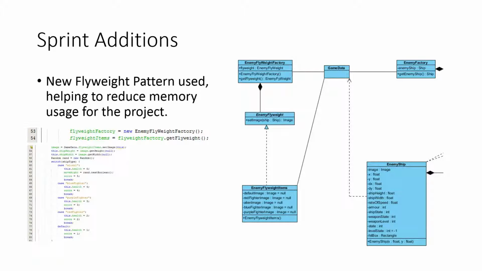I've also, you can see a little bit more of a detailed one here, where these first two parts are the game data information where it actually creates the flyweight object, and then in the enemy ship it sets the ship type here, and the image is called from the game data to set the image for that.